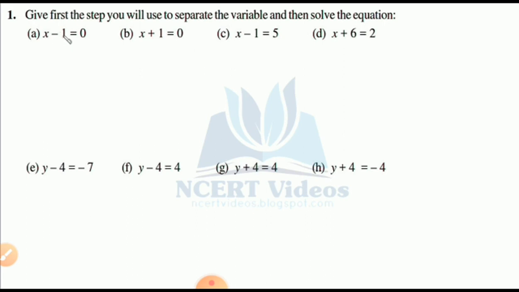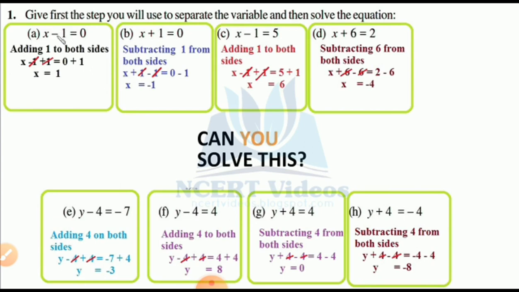First one is x minus 1 is equal to 0. We can say this is an equation because it has two parts, left hand side and right hand side, and it has a variable x. So here we can remove the minus 1 by adding plus 1 on both sides. So x minus 1 plus 1 on the left side is equal to 0 plus 1 on the right side. Both sides we add 1, so the 1 will be cut. On the left side you find x is equal to 1. Easy?